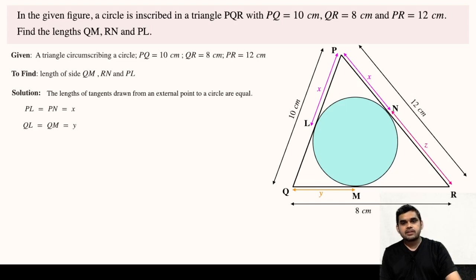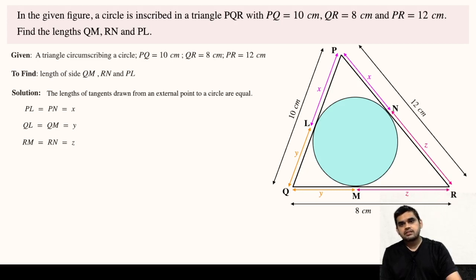Likewise, taking point Q as the external point, we will write QL is equal to QM. Since we have assumed QM is equal to Y, so we will mark QL as Y on the figure. And finally, we will take R as the external point. So we will get RM is equal to RN is equal to Z. So we will mark RM is equal to Z on the figure.